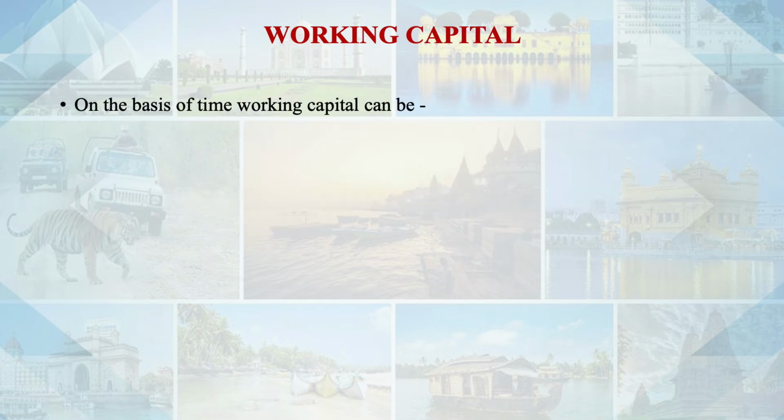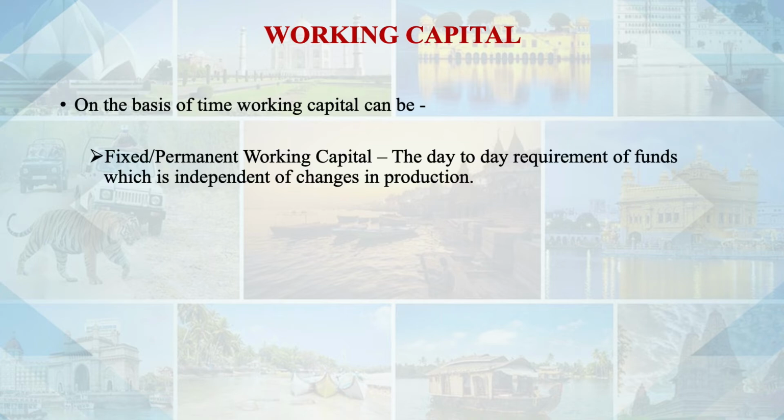On the basis of time, the working capital can be further defined as fixed or permanent working capital and variable working capital. The fixed or permanent working capital is the working capital that is required for the day-to-day operations of the business without any effect of changes in production. Even if the production is zero, this amount of working capital is required for day-to-day business operations. If the production is 100 units, again this much working capital is required. Scaling production up or down has no effect on this working capital. That is basically the fixed or permanent working capital.